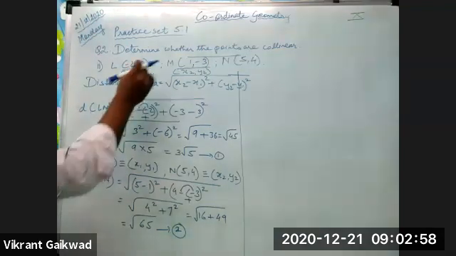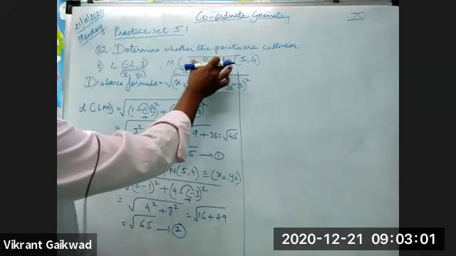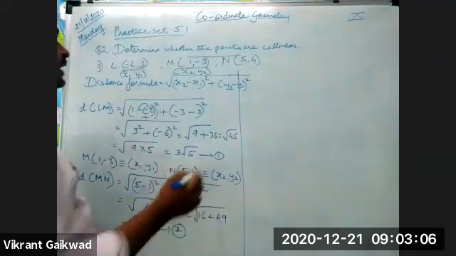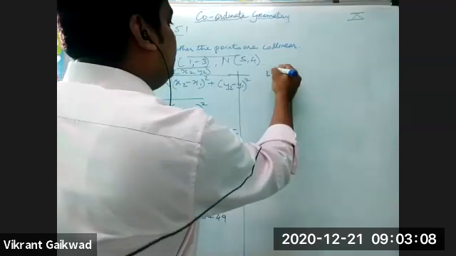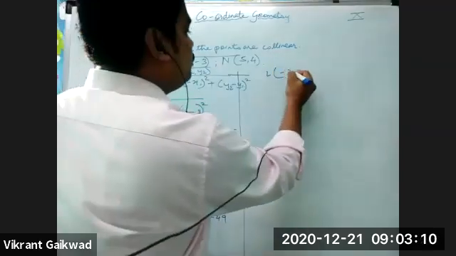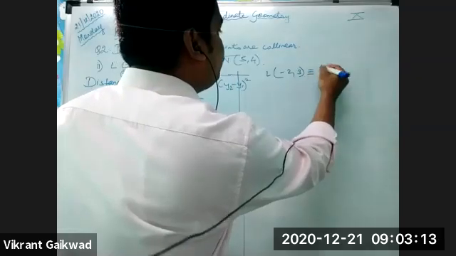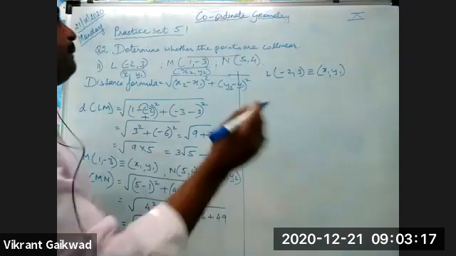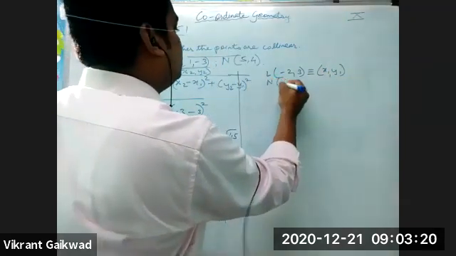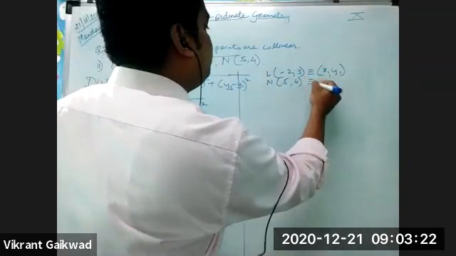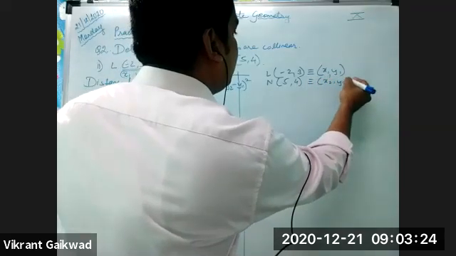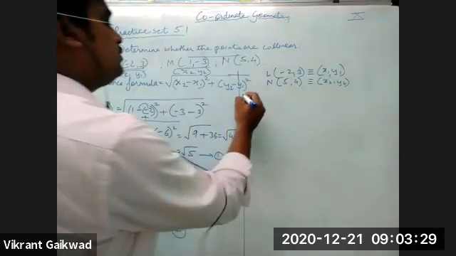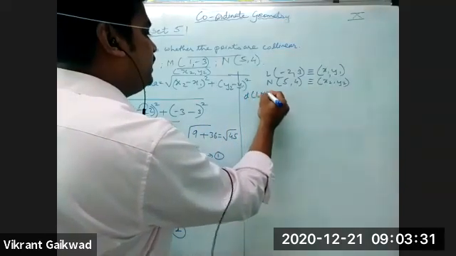Now we have found the length of LM. We have found the length of MN. Now we are going to find the length of LN. Now for LN, check. Your L is minus 2 comma 3. So that would be equivalent to x1, y1 now. Is this clear? And check N, it is 5 comma 4. So that would be equivalent to x2 and y2. Now we'll find the distance of LN.